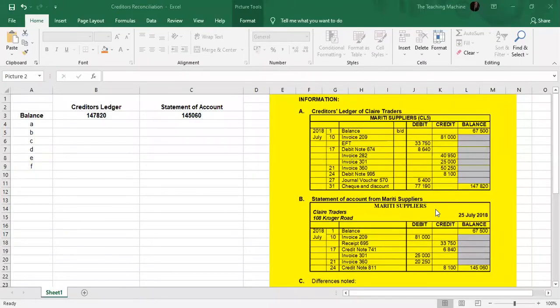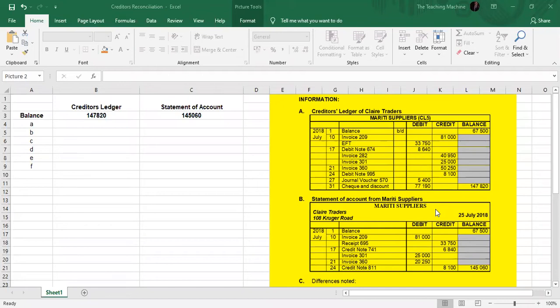Okay, so today we're going to discuss the creditors reconciliation. This is the information extracted from the November 2018 paper, question 2. We are given a creditor's ledger together with the statement from the supplier.